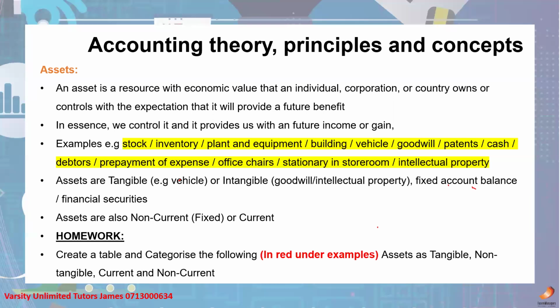So an asset can either be tangible or it can be intangible. When I say an asset is tangible, I'm saying that you can touch it. For example, a building, a car, cash. You can touch the asset. That's tangible. Then when I say an asset is intangible, it means that you might not be able to touch that particular asset, yet it is an asset to the organization.